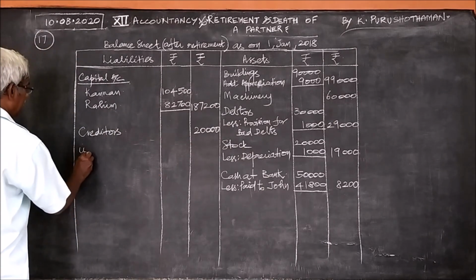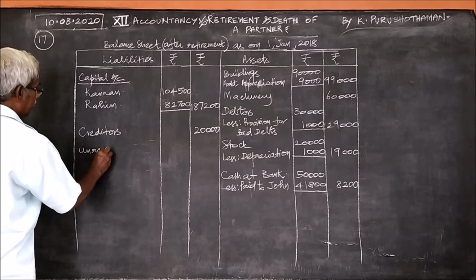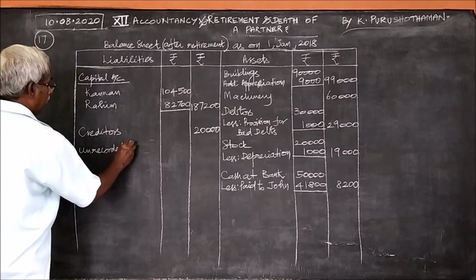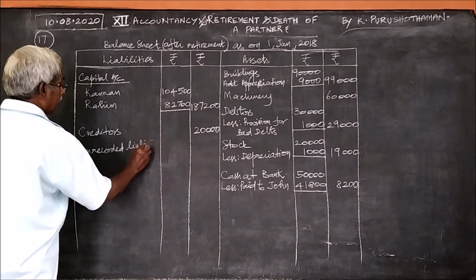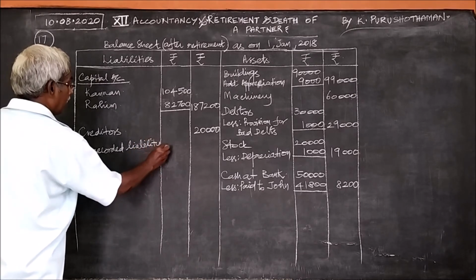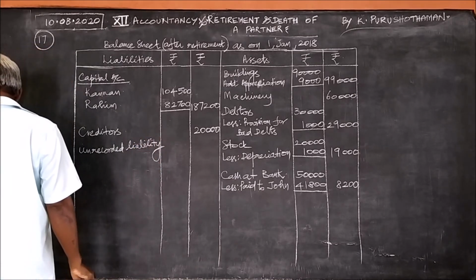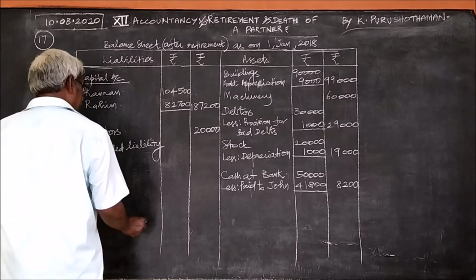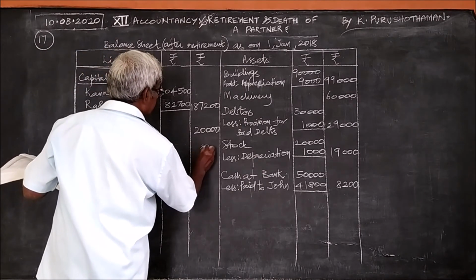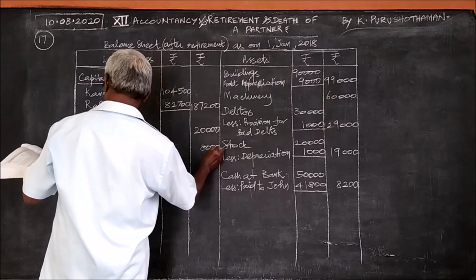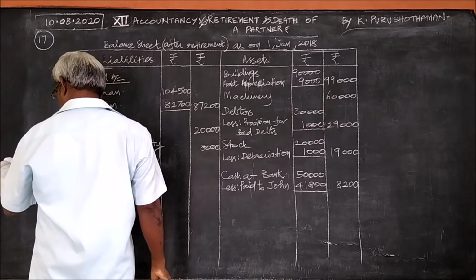So unrecorded liability amount is 8,000. Fourth is over. The fifth one.